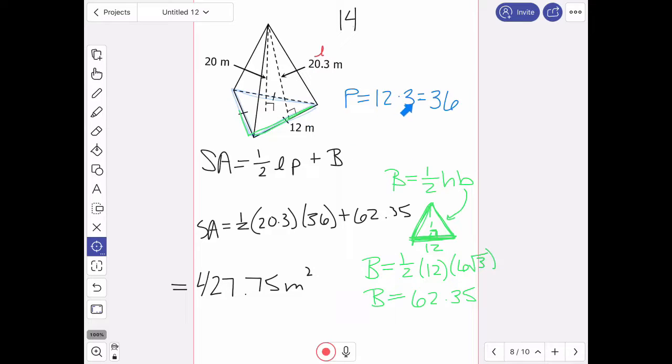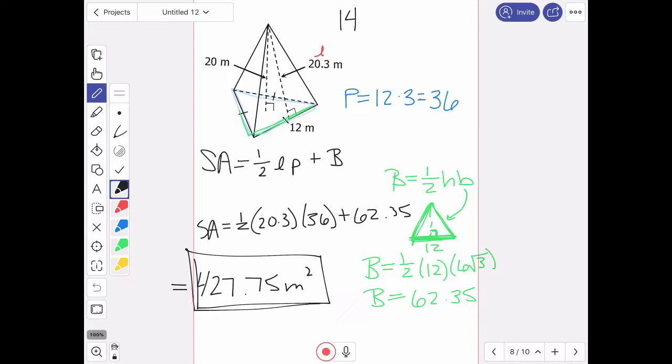So if you were able to figure out the slant height and the perimeter in this problem, that is good. I probably would have given you the actual base area in this one. So don't freak out if this was like the only one that you got wrong today. But hopefully this video helped and you were able to follow along pretty easily.